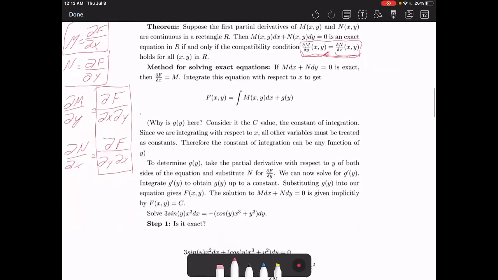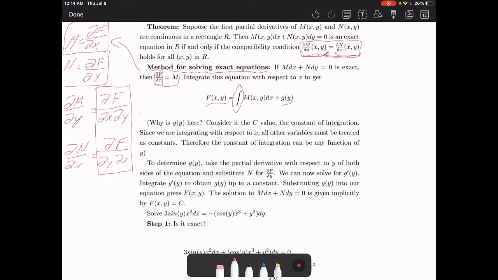So with all that, how do we actually use it? Here's our method for solving exact equations. If M dx plus N dy is equal to 0 is exact, then the first thing we know is that ∂f/∂x equals M. That's nothing new, that's just restating this. We're going to take that equation and integrate it with respect to x. So if you integrate ∂f/∂x with respect to x, you're just left with f of x, y. And then if you integrate M, you get the integral of M. So nothing new here, but I will explain where this g of y comes from.